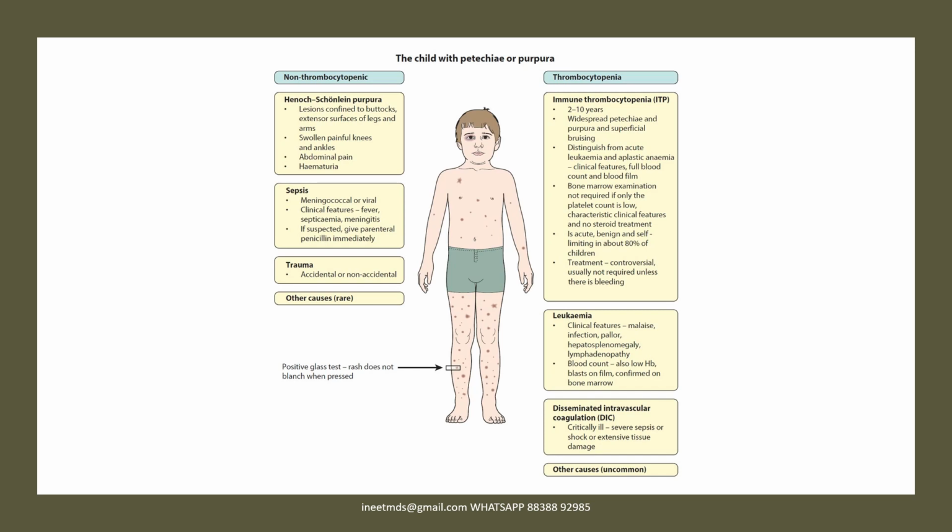So, whenever we say thrombocytopenic purpura, it means there is a bleeding disorder for the patient. So, it can be mainly because of an immune thrombocytopenic purpura, ITP, or it can be because of conditions like leukemia or coagulopathies like disseminated intravascular coagulation.